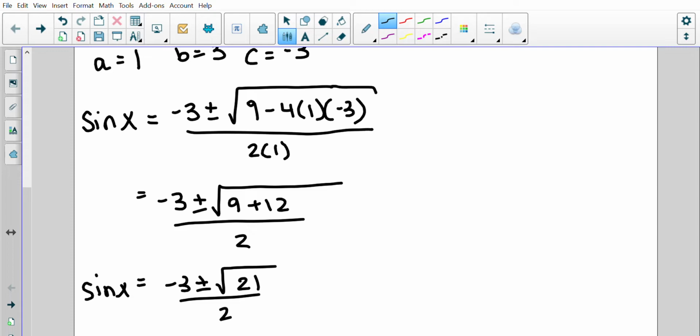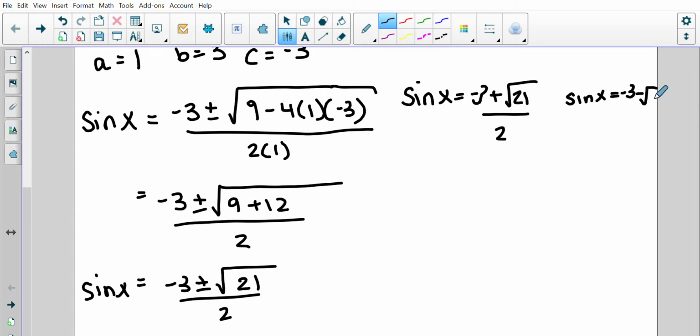So what I would have you guys do next is split the function up into the two equations. So one of them will say sine x equals negative 3 plus root 21 all over 2. And then sine x equals negative 3 minus root 21 all over 2. Okay, so here's where we're going to go into the calculator.